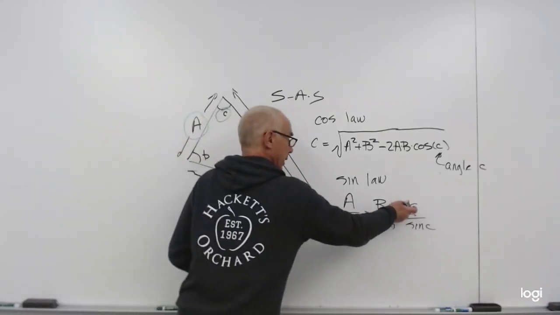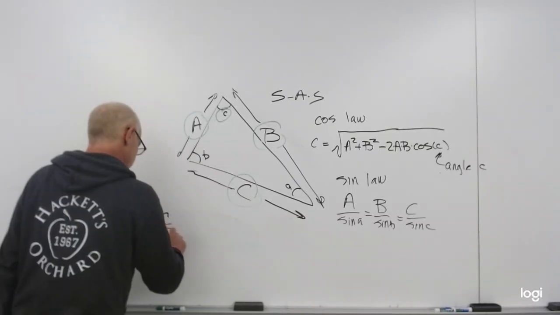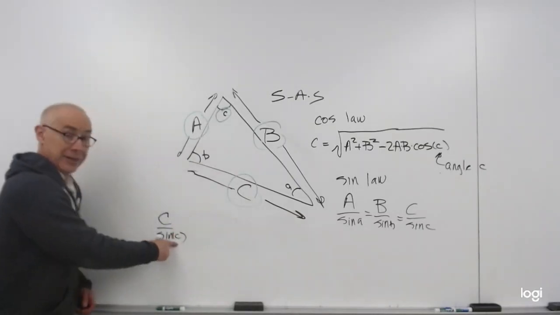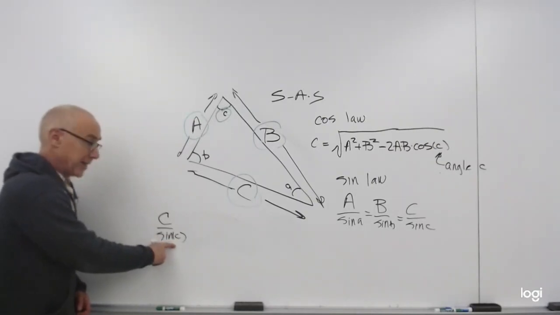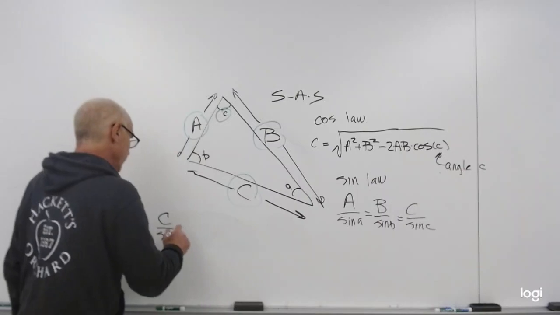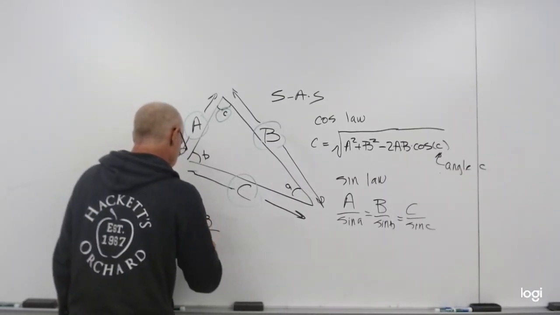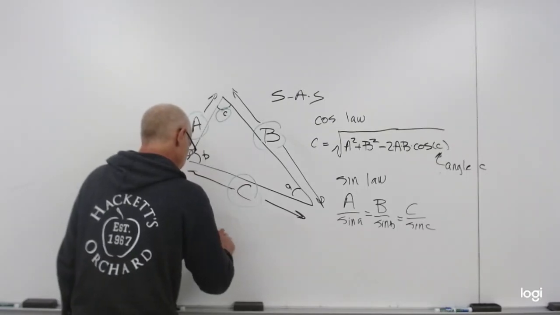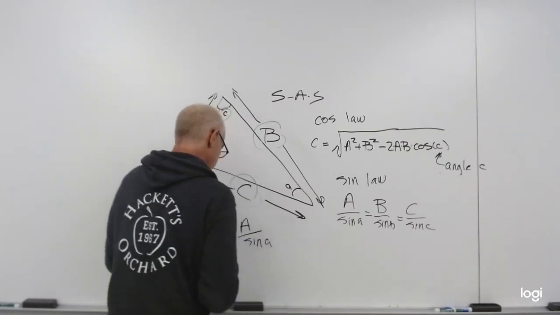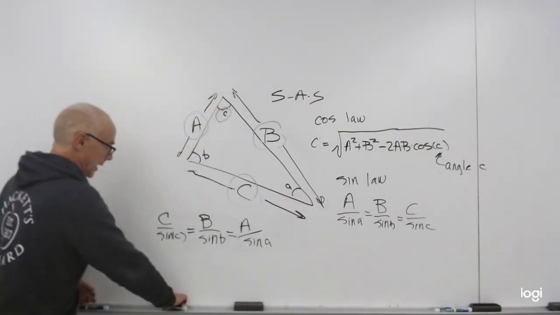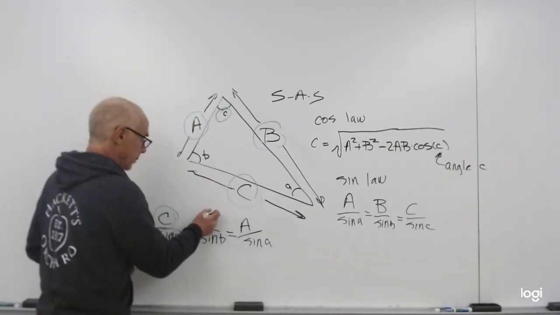So expressed this way, you have c over sine C, equals b over sine B, equals a over sine A. Remember that C is the argument of the sine value. That's an angle. This one's a length. All right? And in this case, this value is known, this one's known, and that one's known.